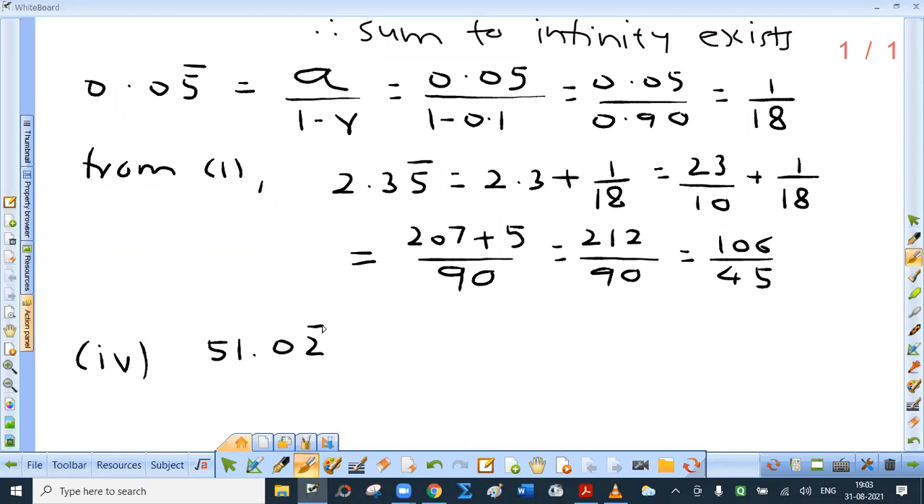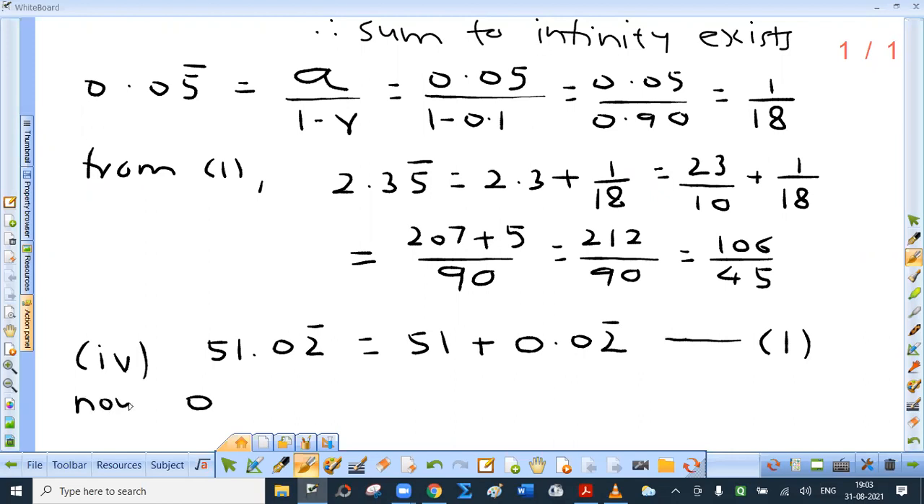51.02 bar. Actually, they should have given like 2 digits. They repeat 51.023, 2323 and so on. But we have to solve this only. So this is 51 plus 0.02 bar. This is number 1.